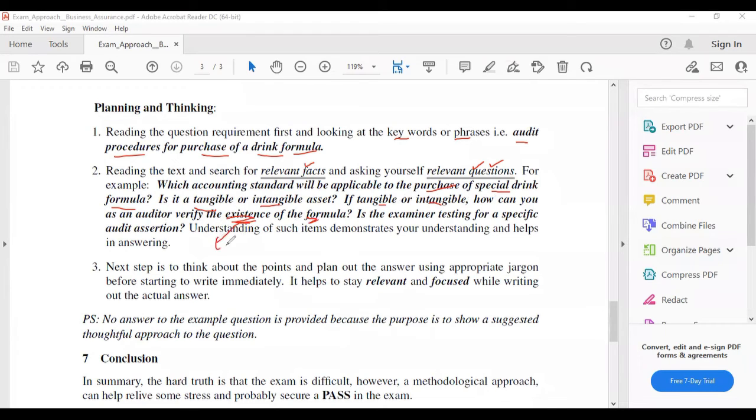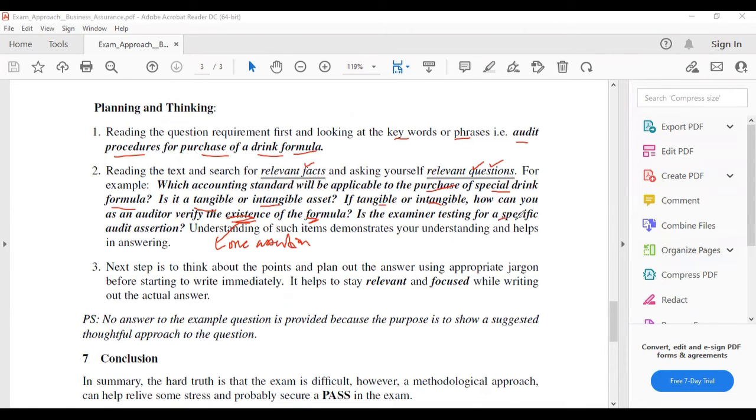So that's one assertion only, right? The question doesn't specifically state which audit procedures for existence of the purchase of the formula. That could be the question, but the question is very general. It's talking about audit procedures, right? So you can check for existence, you can check whether the company has rights and obligations over it, you can check whether the company has recorded it accurately or not, and the name of that assertion is accuracy, right? So you would suggest different audit procedures for different assertions.